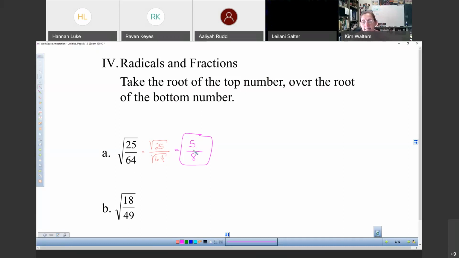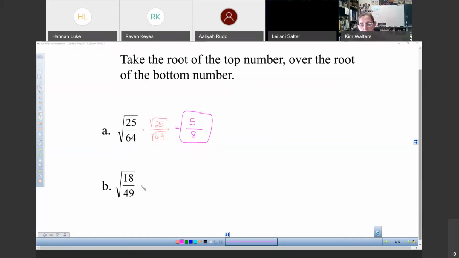Okay. So this next one's going to be a little bit harder because we have to do a little bit more work, but we're just going to practice simplifying our radicals. This is the square root of 18 over the square root of 49. Now the square root of 49 is pretty nice. It is 7. We love that one. So the square root of 18, we've got to work a little bit on. 18 is an even number, so it factors into 2 times 9. 9 factors into 3 times 3. I'm down to prime numbers.